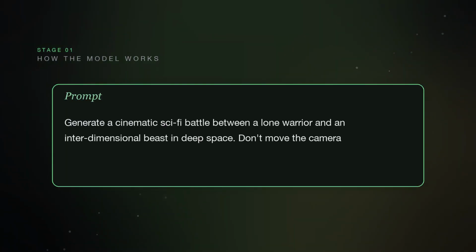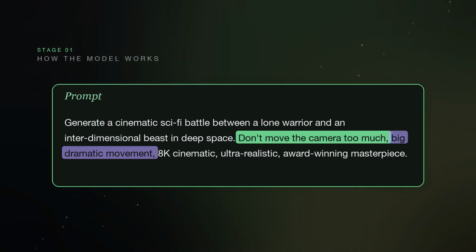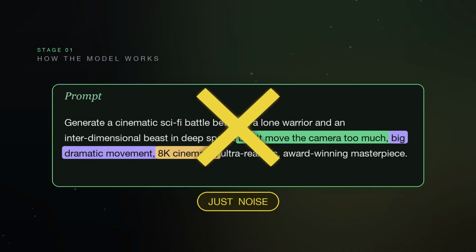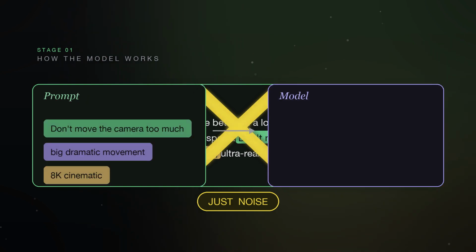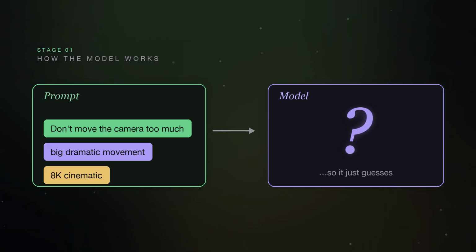I see a lot of prompts that just pile demands on the AI. Don't move the camera too much, big dramatic movement, 8K cinematic, and so on. Looks like a lot of effort, but sorry, to the AI, most of those words are just noise. Here's why. They're not parameters the machine can actually execute. It has to guess what big movement even means, and the result usually won't be what you pictured.